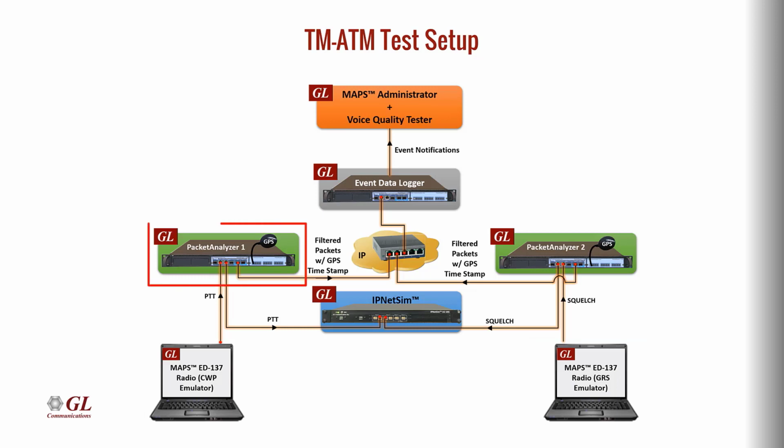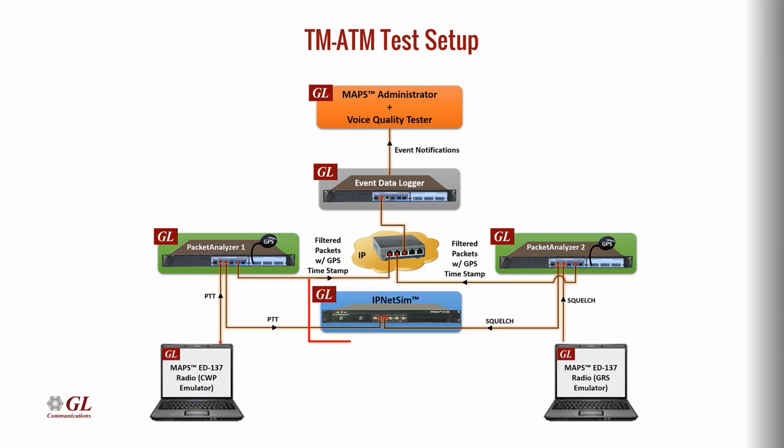There are two packet analyzer units equipped with GPS devices. Packet analyzers are in line with the CWP emulator and the GRS emulators. These two packet analyzers are in timed synchronization via GPS. The packet analyzers filter and forward the packets of interest. For example, in this case, the packet analyzers will tap the push-to-talk events, squelch events, and voice events. Filtered packets will be time-stamped with respect to the GPS and will be forwarded to the event data logger.